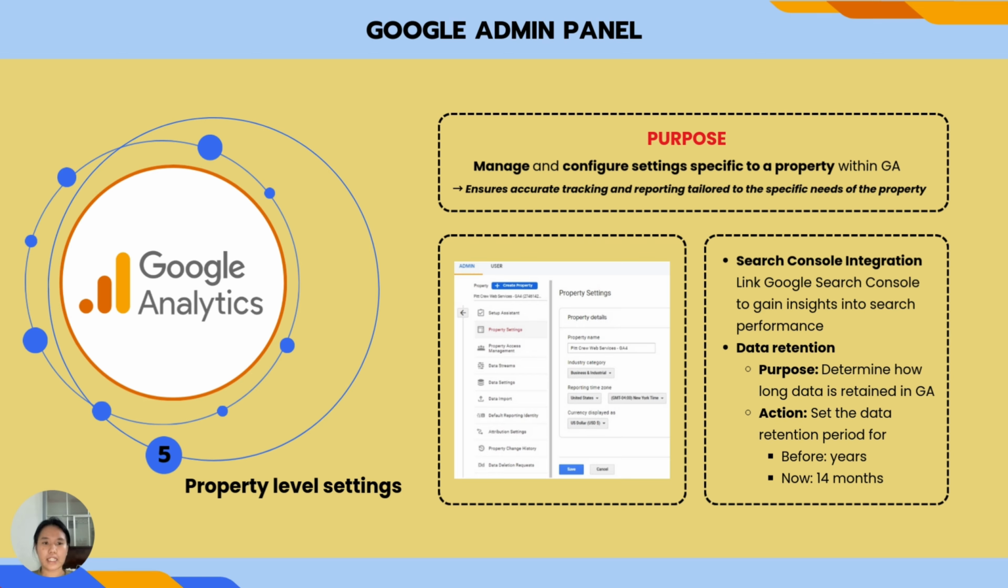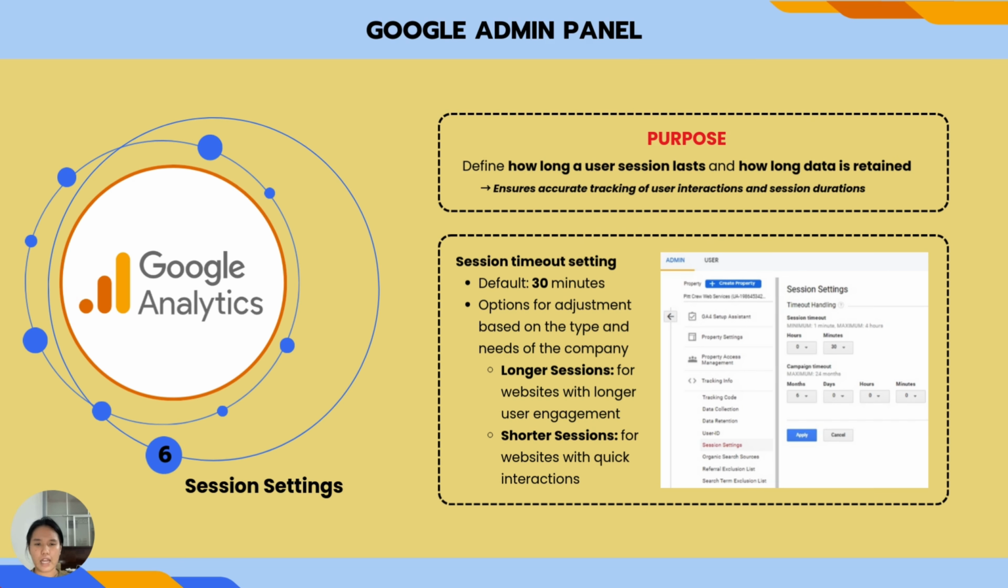Property settings. This includes linking to Search Console and setting data retention. Google Analytics 4 keeps data for only 14 months unless customized. And the session settings. Session timeout impacts how user behavior is counted. For a website with long reading time like blogs, you may want a longer timeout.